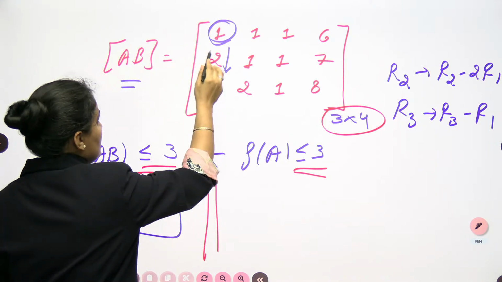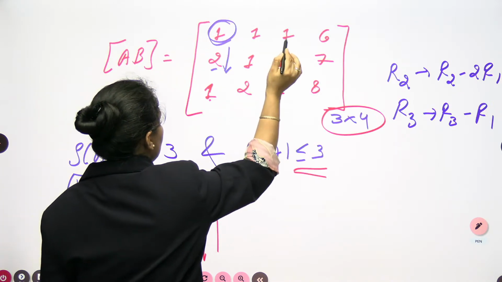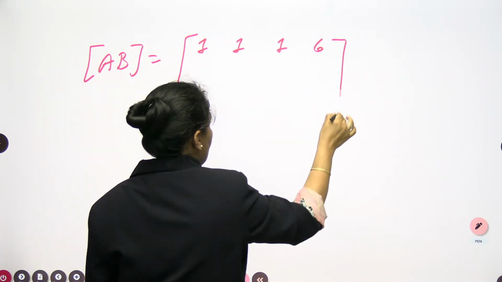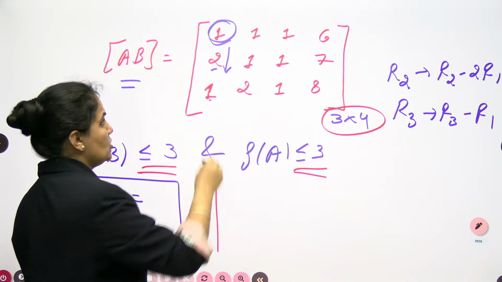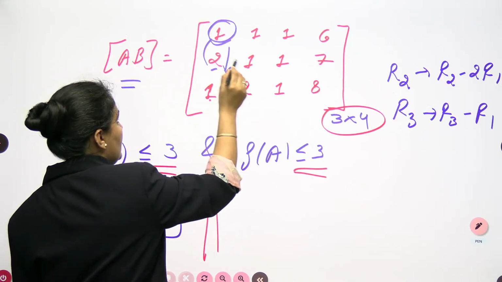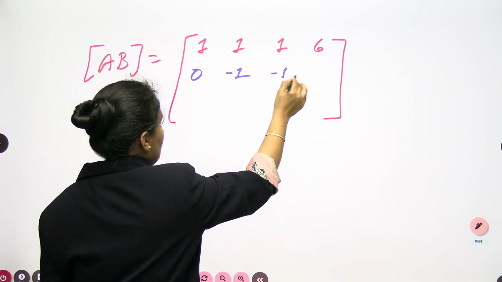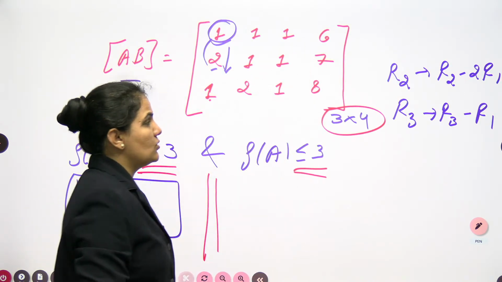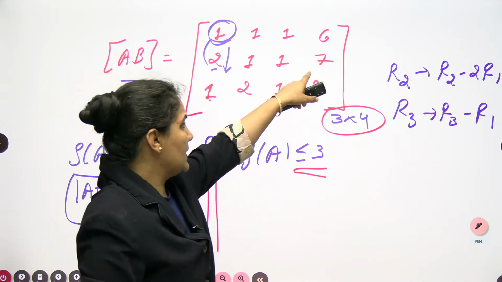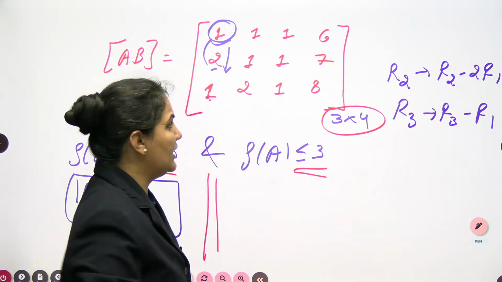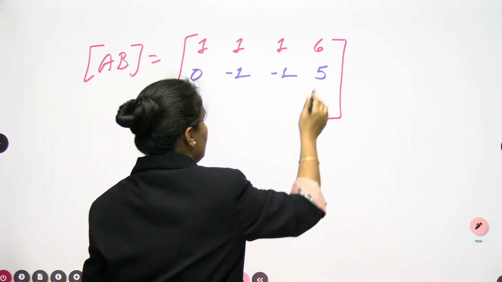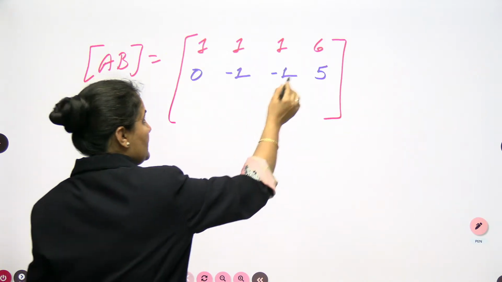So if I solve this, I can see this is 1, 1, 1 and 6. When I approach R2 minus 2R1, 2 minus 2, 0, 1 minus 2, minus 1, 1 minus 2, again minus 1, 7 minus 12. We can see here this is 7 and 7 minus 12, so we are having minus 5. Okay, right?